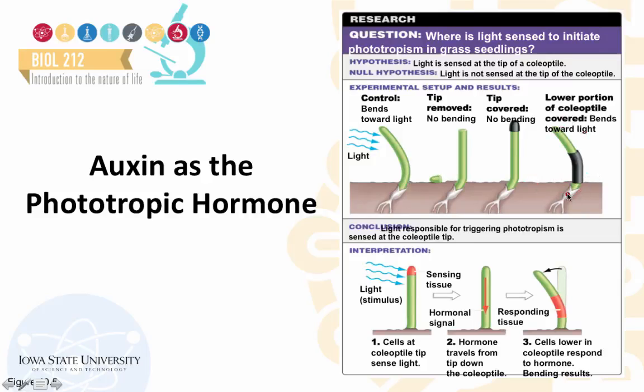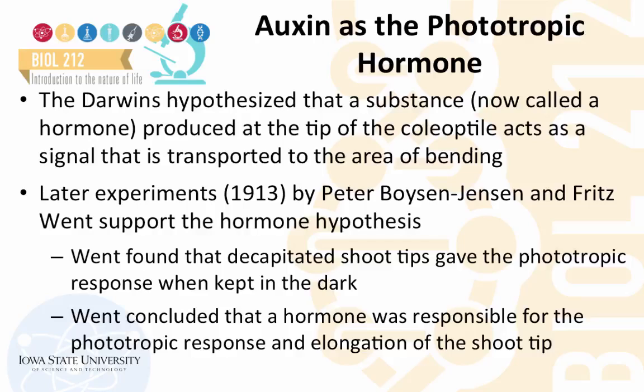Based on these observations, they concluded that somehow the tips of the coleoptiles are able to sense light and trigger a response further down within the coleoptile to result in the bending of the entire coleoptile toward light. They also hypothesized that the sensing tissue produces a substance that travels down the coleoptile, triggering the bending response. The Darwins hypothesized that the substance, which is produced at the tip of the coleoptile, acts as a signal that is transported to the area of bending.